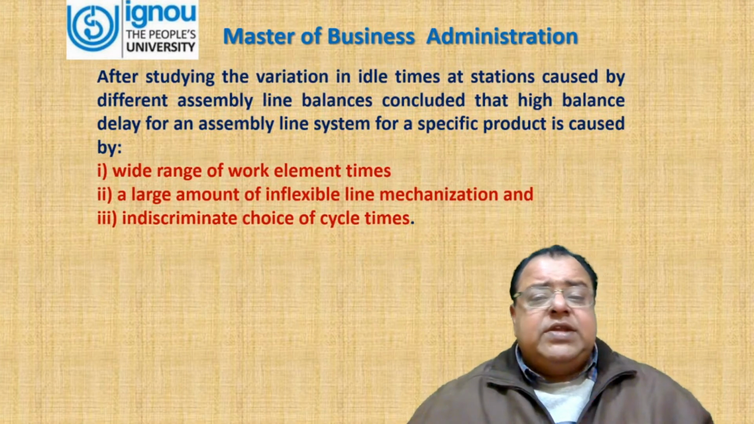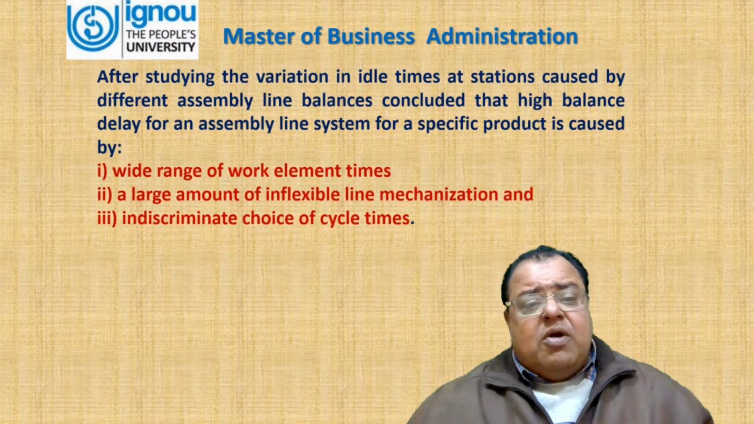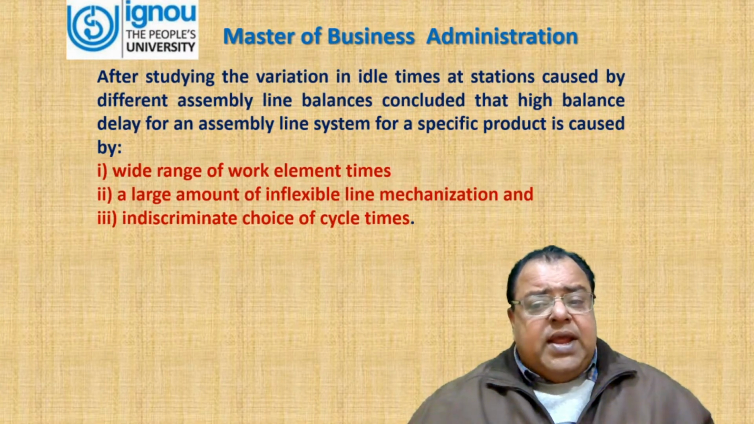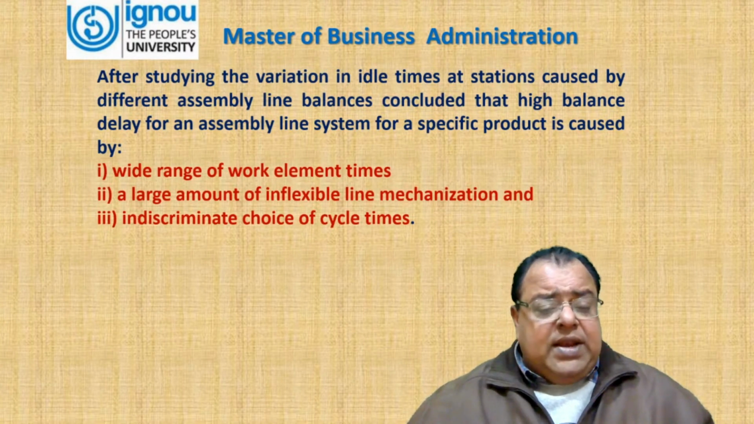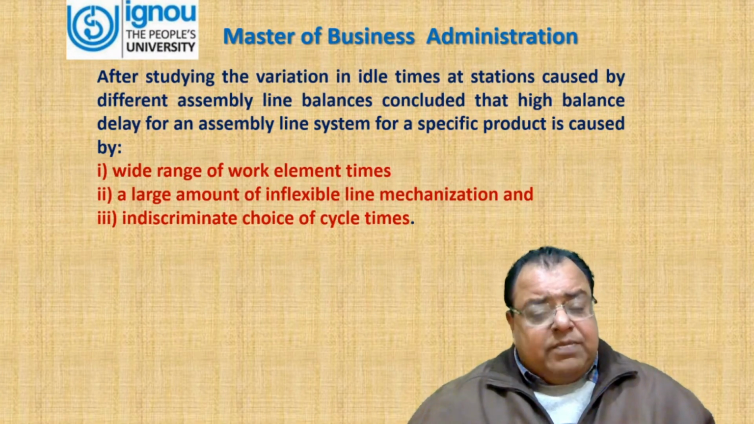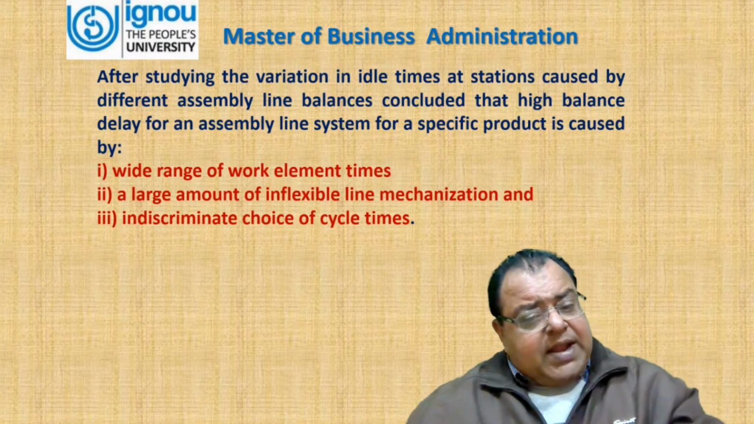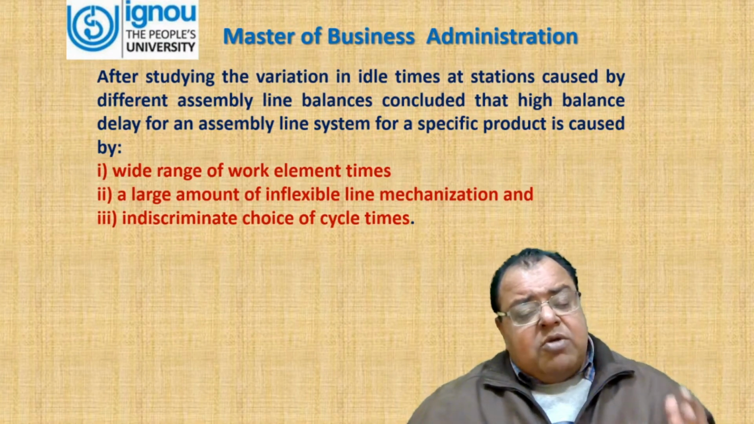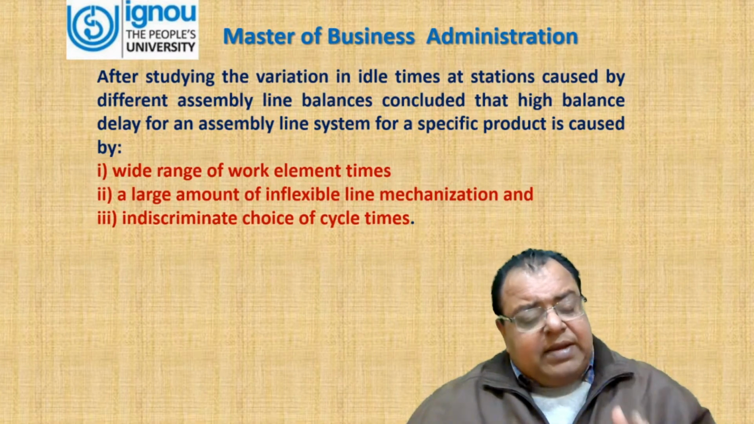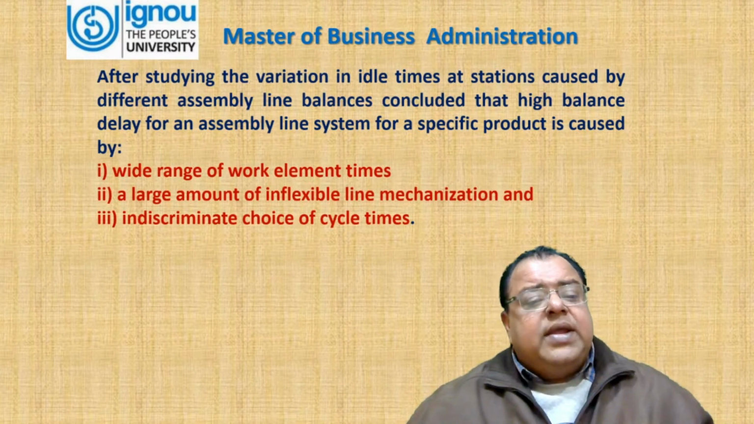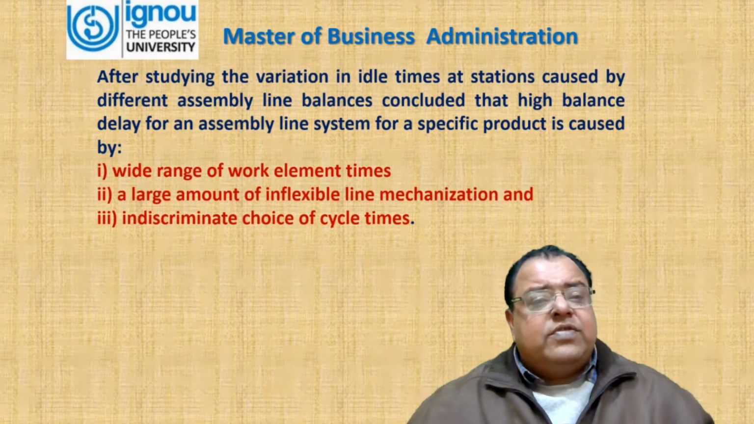After studying the variation of idle times at stations caused by different assembly line balances, it was concluded that high balance delay for an assembly line system for a specific product is caused by a wide range of work element times, a large amount of inflexible line mechanization, and indiscriminate choice of cycle time.